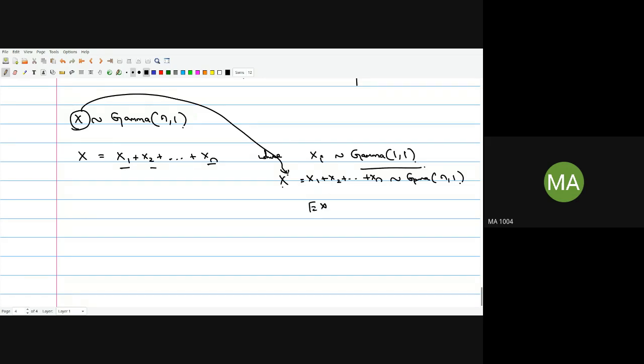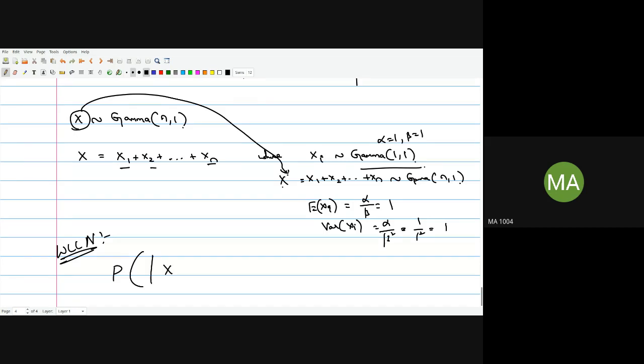Now the expected value of xi will be alpha by beta. Here alpha is 1 and beta is 1, so this will be 1. The variance of xi is also alpha by beta square, which is again 1 by 1 square, which will be 1. So now, what does the weak law of large numbers say? The probability that the sample mean deviates from the population mean by some delta will always be less than or equal to sigma square by n delta square. So this is what it says, right?